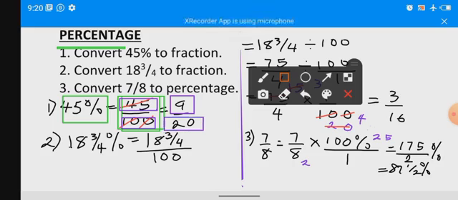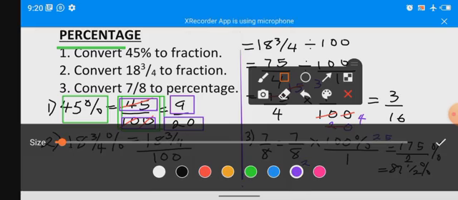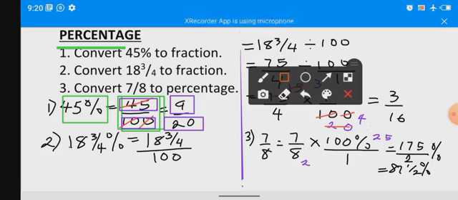Now 9 and 20. There is nothing that will divide 9 and 20. 3 will divide 9, but 3 will not divide 20. So that is our final answer, 9 over 20.